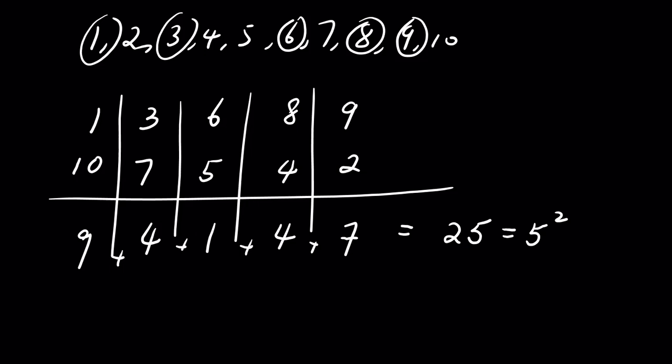Now, it is your turn to choose any 5 integers from 1 to 10 and write them in increasing order. For the remaining 5 integers, write them in decreasing order. And then take the absolute difference for each column and sum them up. I guarantee that the sum is always equal to 25, which is 5 squared.